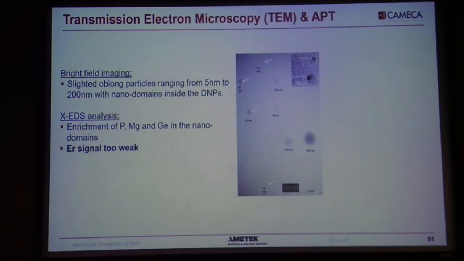Okay, so just to make sure that we did not miss anything, we've done some bright field imaging with the TEM, and we have found a broad range of dielectric nanoparticles. Okay, but even with the EDS, we have confirmed the phosphorus, magnesium, and germanium information, but no information for the erbium. Okay, because the signal was really too weak.